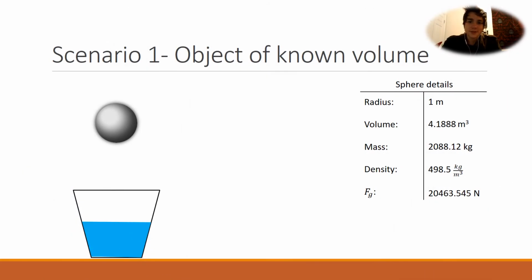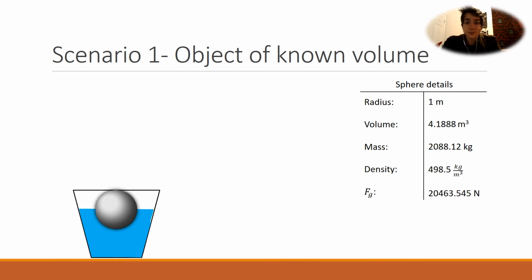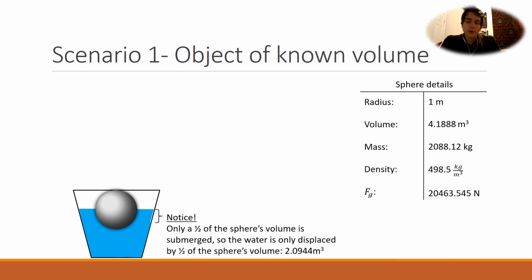Now let's begin to actually apply Archimedes' principle. Below is a sphere with the following properties. Dropping the sphere into the water below displaces some of the water. As the sphere is less dense than the water, it will float. Let's suppose that while the sphere floats, only half of its volume is actually submerged, and thus only water equal to half the volume of the sphere is displaced.